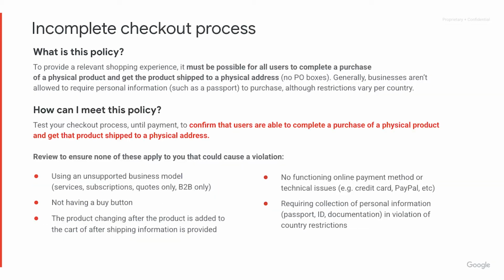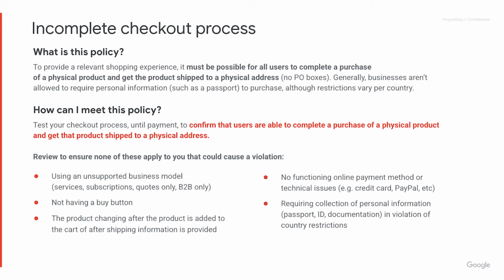The incomplete checkout process policy is to provide a relevant shopping experience. It must be possible for all users to complete a purchase of a physical product and get the product shipped to a physical address. Generally, merchants aren't allowed to require personal information, such as passport, to purchase, although restrictions may vary based on country. We encourage you to test your checkout process until payment to confirm that users are able to complete a purchase of a physical product and get that product shipped to a physical address.